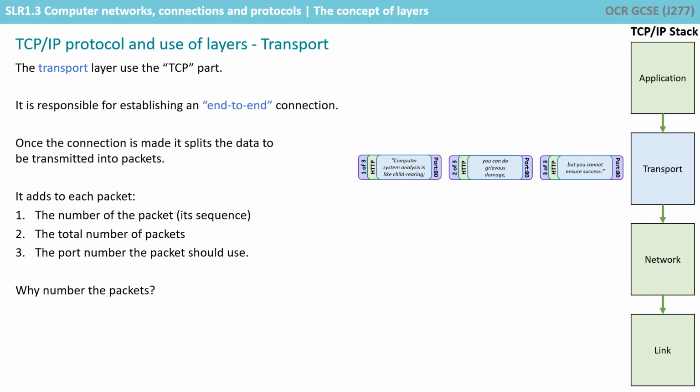So why do we need to number the packets? Well, this comes down to how data packets travel across the internet. There's a good chance that these packets may arrive at the destination computer out of order, and the sequencing numbers added by the transport layer allow the receiving computer to reassemble the packets in the correct sequence.